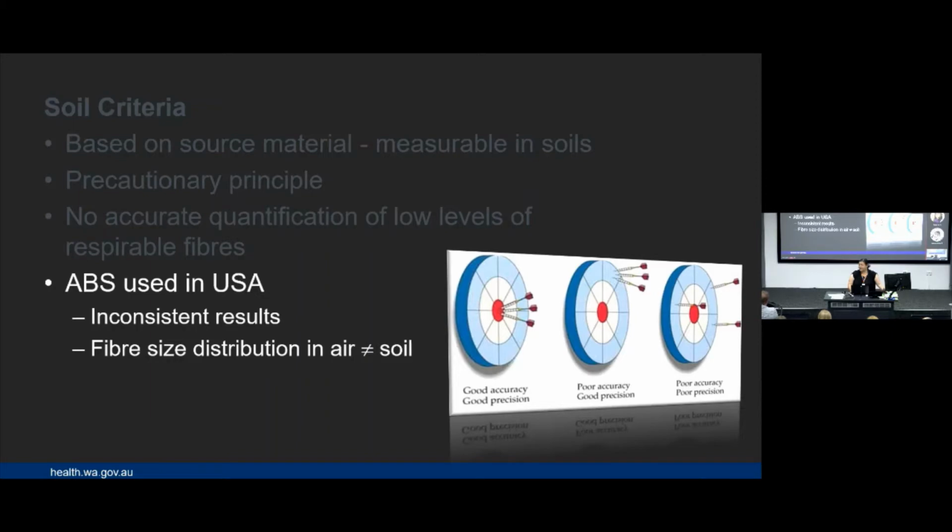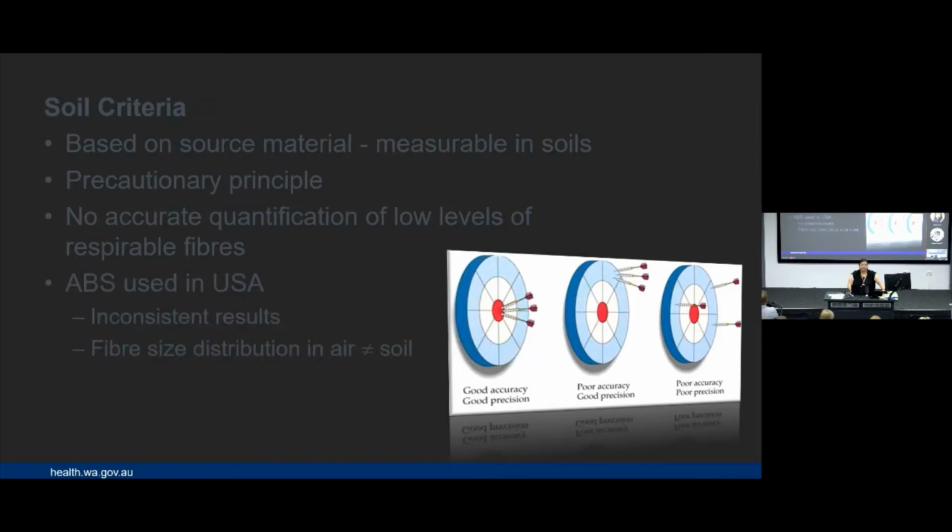In the US, they do assessments based on activity-based sampling, and this leads to the soil air criteria. They have found inconsistent results between what's in the soil versus what they find in air. They've also found that the fibre size distribution in the soil doesn't necessarily match what they find in the air. So it is problematic linking soil criteria, which, as I said, looks at the magnitude of the hazard, to what might be a risk in air.